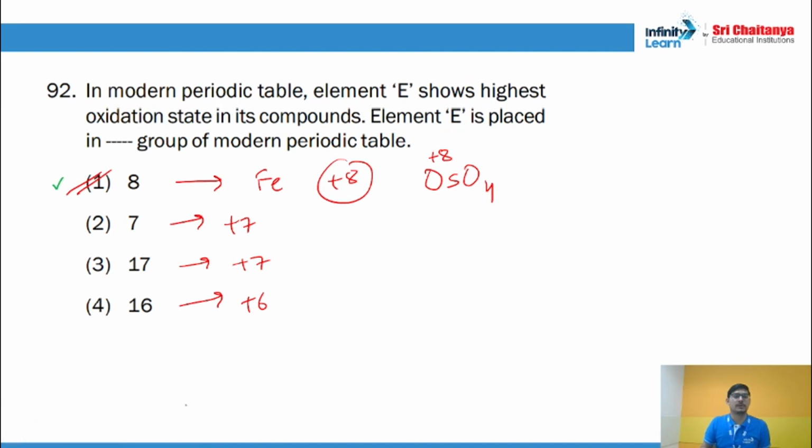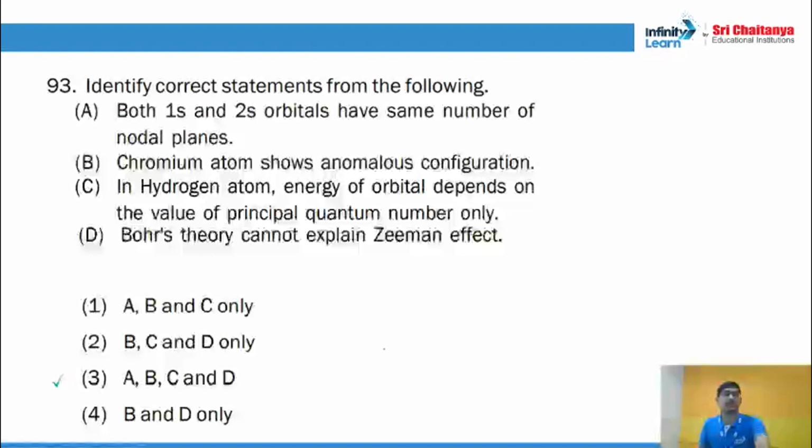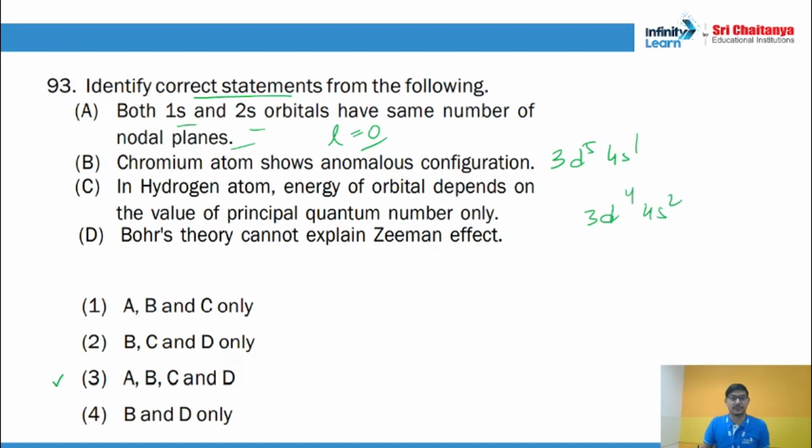Okay, then next question, you have to identify the correct statement from the following. Both 1s and 2s have the same number of nodal planes. Yes, they are 0 because nodal planes are angular nodes and angular nodes is L. So the value of L for s orbital is 0. Chromium shows anomalous configuration. Yes guys, it is 3d5 4s1 instead of the expected configuration 3d4 4s2, right? Because a half filled subshell is more stable.